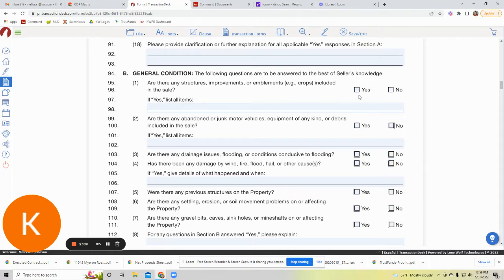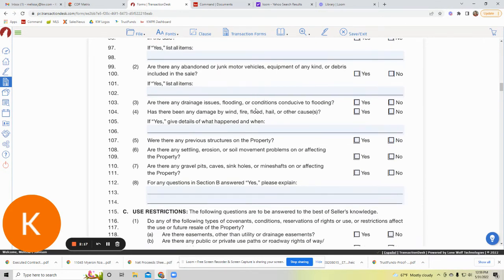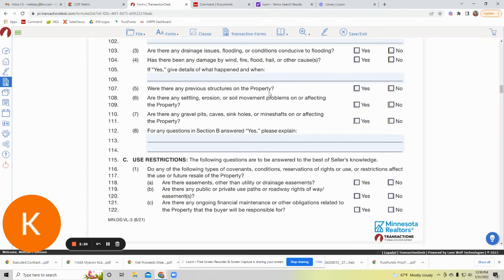Are there any crops on it currently? Is there any abandoned or junked motor vehicles? Are there any drainage issues, and is it conducive to being flooded quite regularly? Have there been any previous structures on the property? For example, I helped a client build one time who went to dig their basement, and we found out that it was a former Boy Scout camp and that there were some former foundations that had to be dug out.